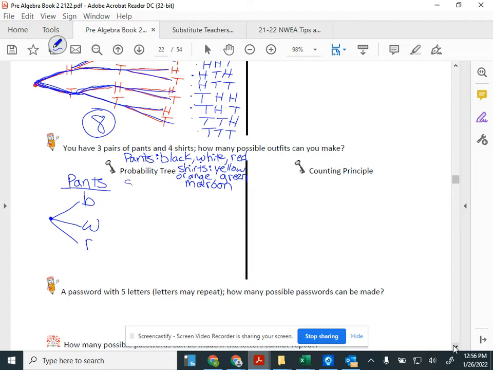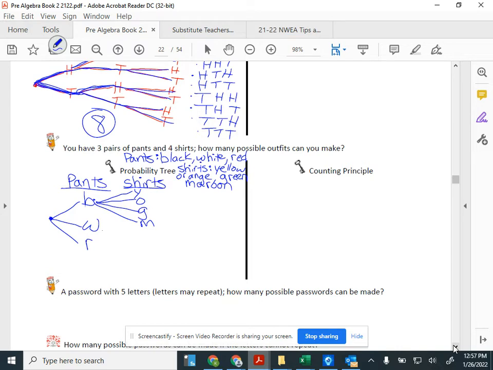So then I have my shirt options. That is going to be like flip 1, flip 2. We first have to make our choice with pants, then we have to make our choice with the shirts. So coming off of my black pants, what choices of shirts do I have? I have yellow, orange, green, and maroon. So that's 4 possible outcomes with my black pants.